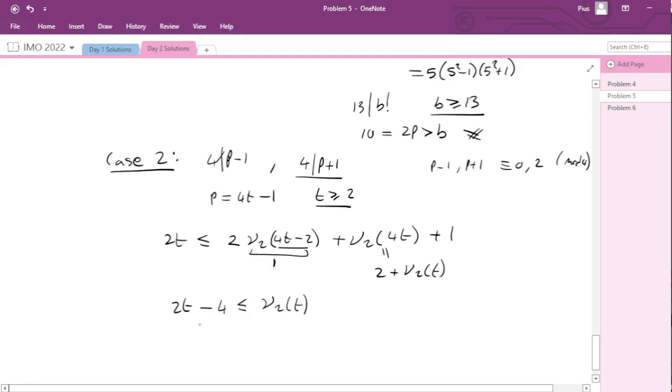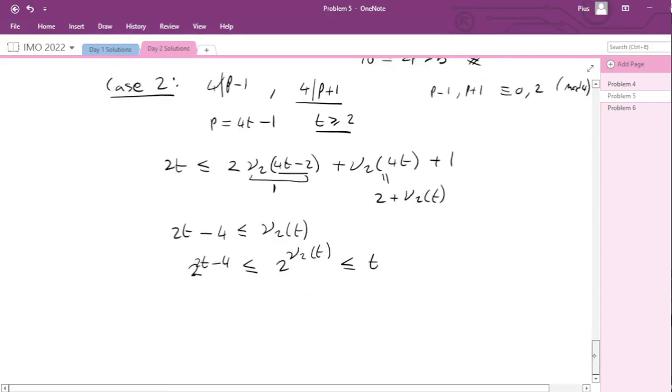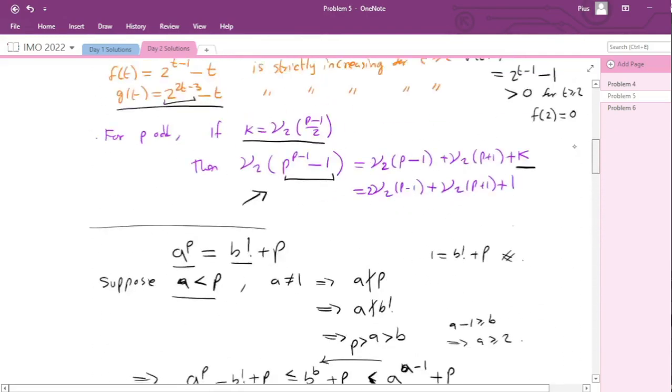Okay, so this is what we have, and this means that t, just like what we did before, if you raise this, it should be less than or equal to t. So what we have now is this. I think it's similar to what I had before, but it's actually different. So we're going to have to adjust what we did before.